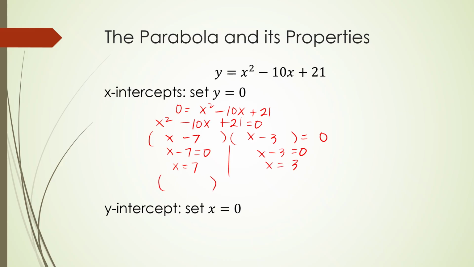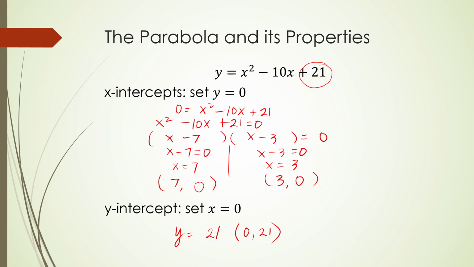Then, write the coordinates of these x-intercepts, starting off with the value of x, which is 7, followed by 0, always. Same with this one. First, write the value of x followed by 0. For the y-intercept, you have to set x equal to 0. Or the shortcut method here is the constant. So therefore, y here is 21. And the coordinates will be 0, 21.